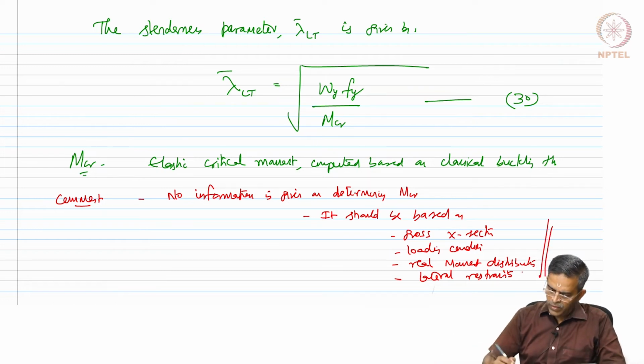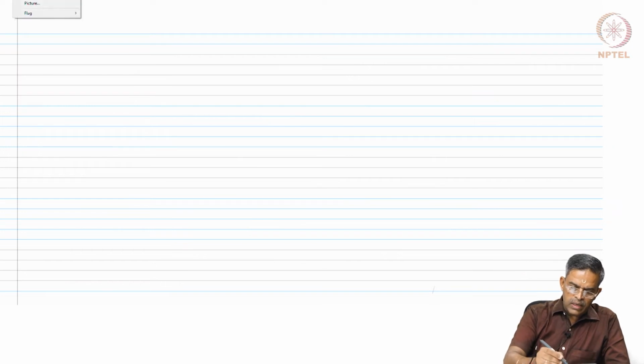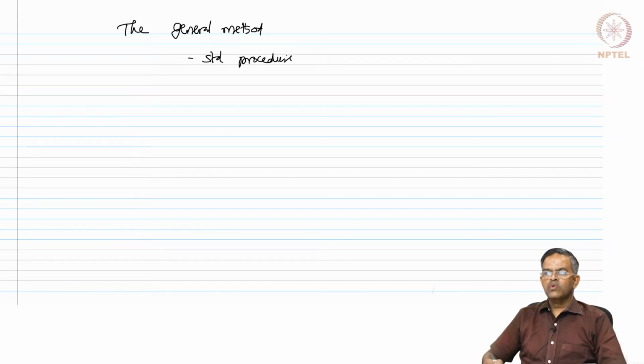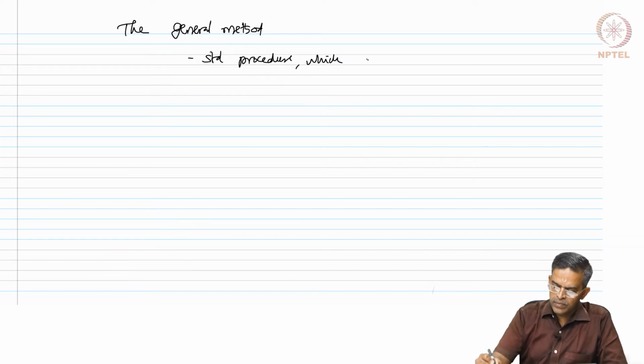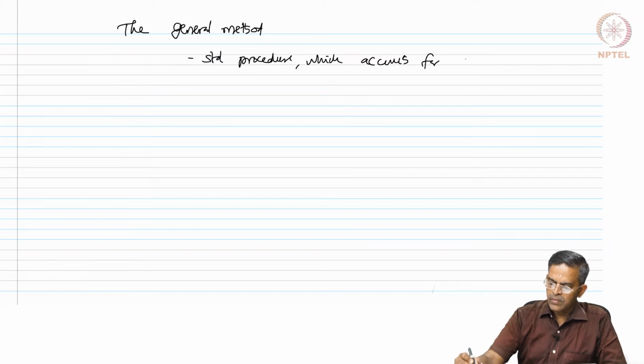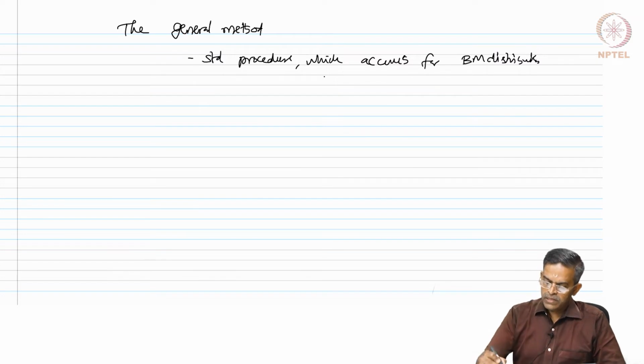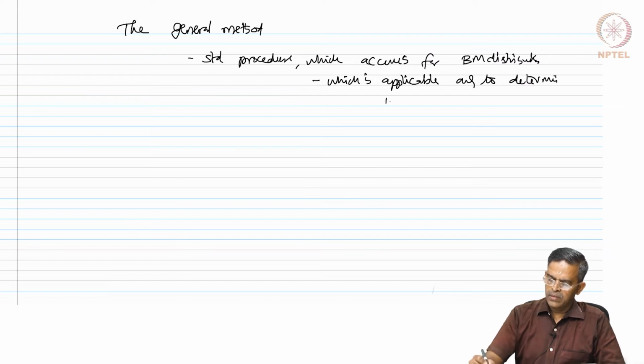So, we can also make another comment on this procedure, that the general method is a standard procedure which accounts for the bending moment distribution, which is applicable only to determine the slenderness parameter.